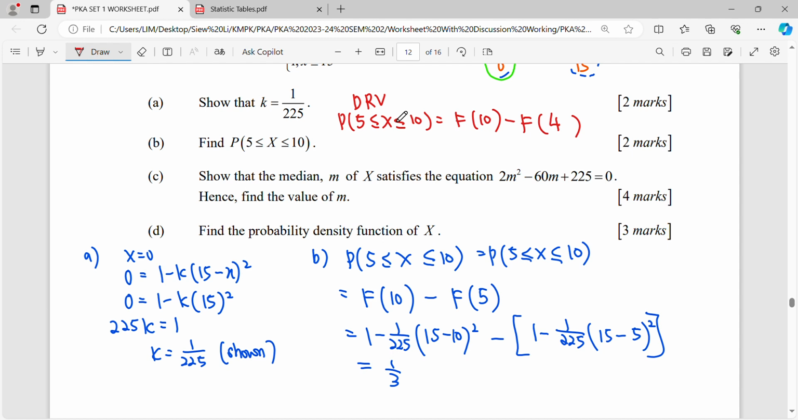If not 4, then 5. If not 5, then 6. They won't have any intermediate value between 4 and 5. So that is the difference between discrete and continuous using the ampersand.